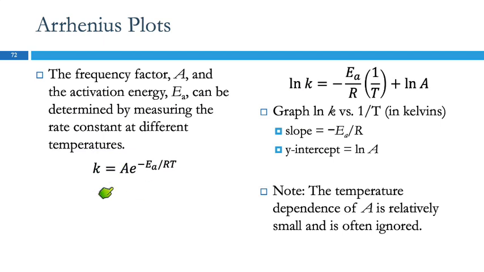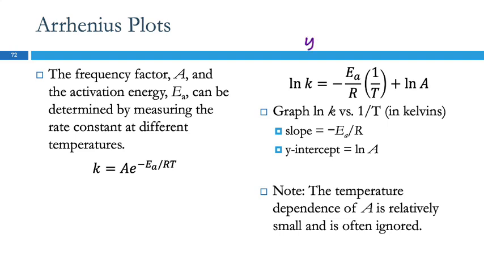So here's our Arrhenius equation. You've got the frequency factor, activation energy. How can we know what these factors are? Well, we can find them by measuring the rate constant at different temperatures. So we have to do an experiment. We'll keep the concentrations the same, and we'll change the temperature and measure the rate. And we can rearrange this equation into a linear form. If we take the natural log of both sides, we end up with this. That's a linear form.